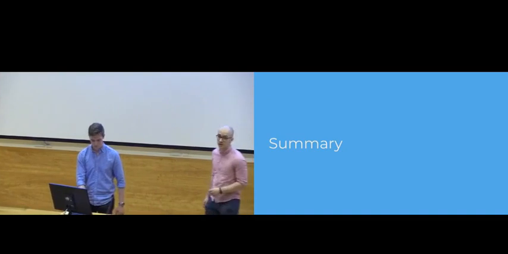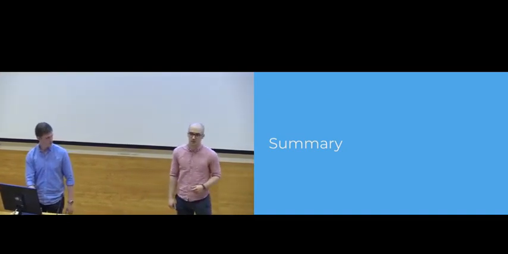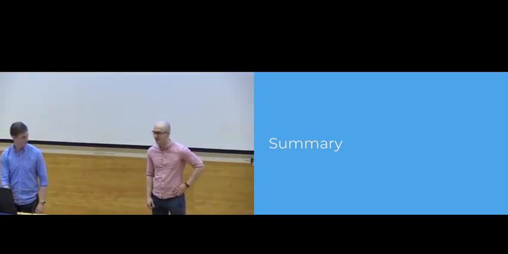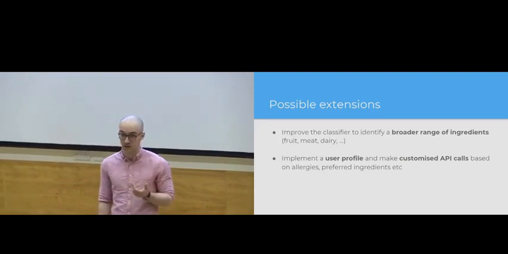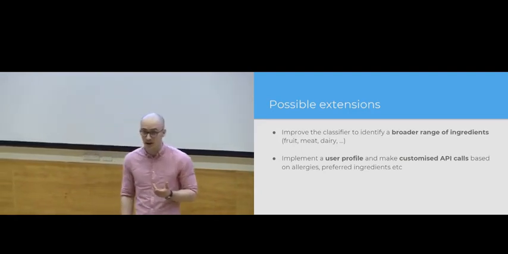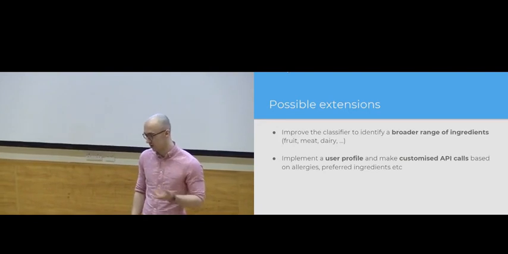In summary, we hope that AI Chef can improve the meal-making experience by improving the time it takes to decide what you want to make. Some possible extensions include increasing the range of ingredients we can classify, and providing a more personal experience with a user profile. Thank you for listening.